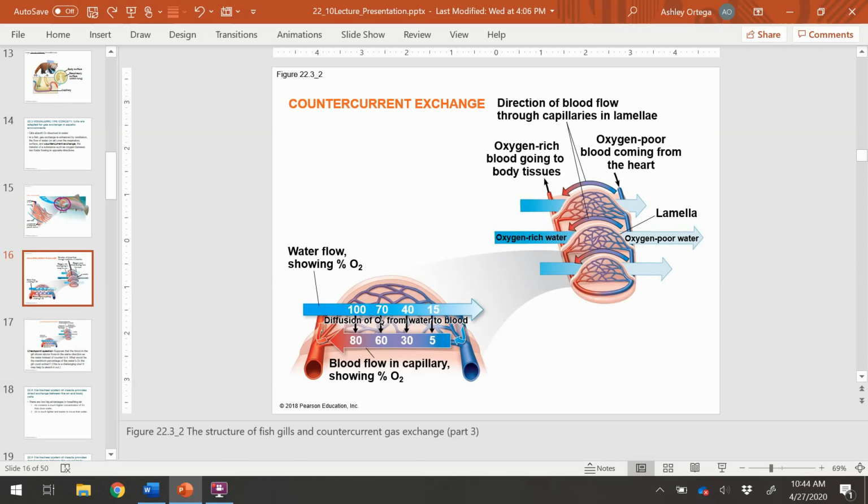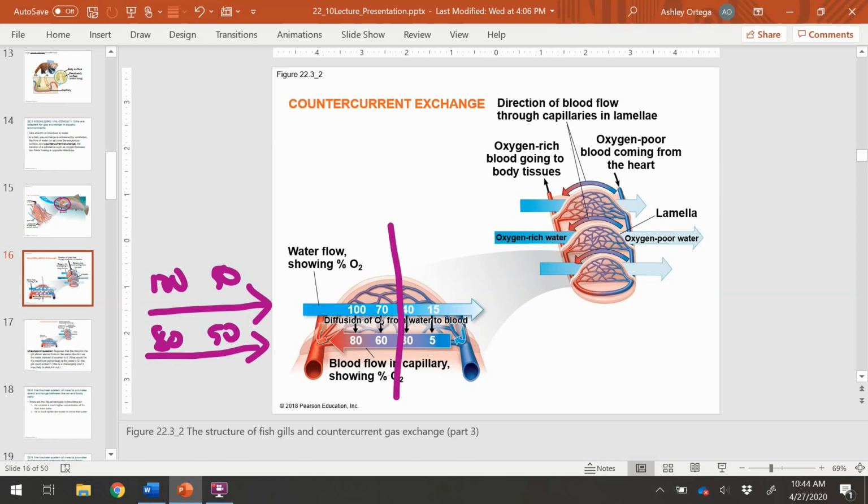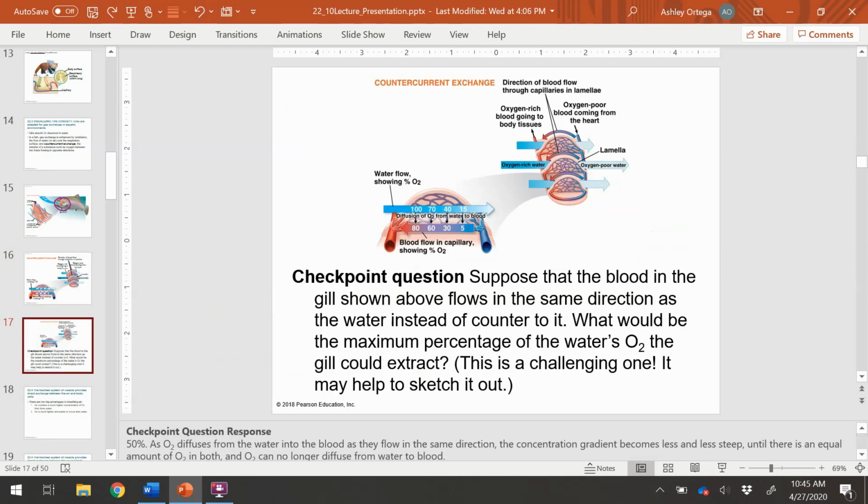If they're flowing in the same direction, it would still start out the same numbers, right? But eventually it's going to reach 50 on this side and 50 on this side, and it's going to stop about halfway through. And so you only use about half of that lamellae, and then it's done. So that's why it does not work to use the same flow direction. And so that's why countercurrent exchange is highly efficient for these fish. And so that's what we answer in this question here.